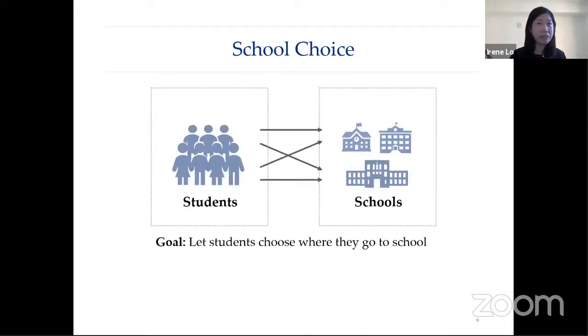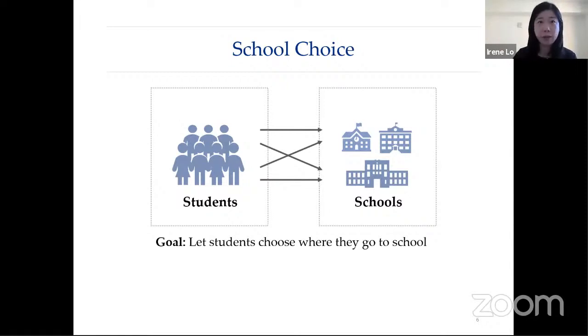So what is school choice? The goal of school choice is to let students choose where they go to school. I don't know how schooling was decided where you live. Where I grew up in Australia, it was very common just to go to your neighborhood school, right? Depending on where you live, you just go to the closest school. But in a lot of cities in the US, they actually use something called school choice.